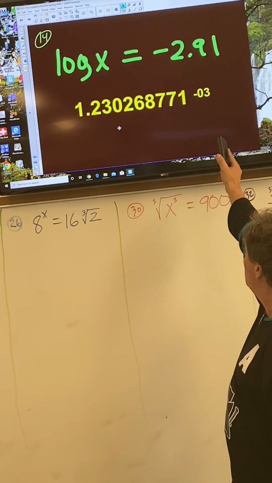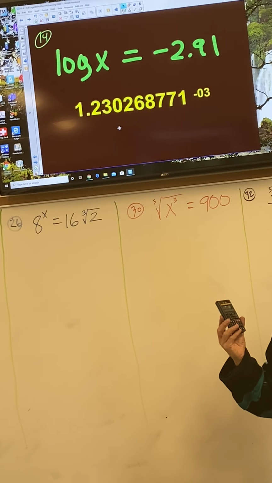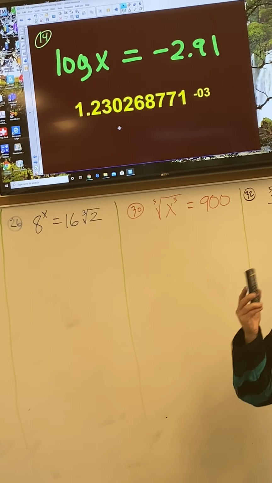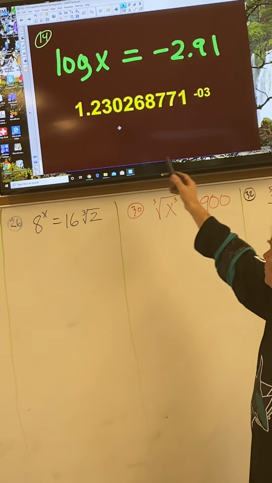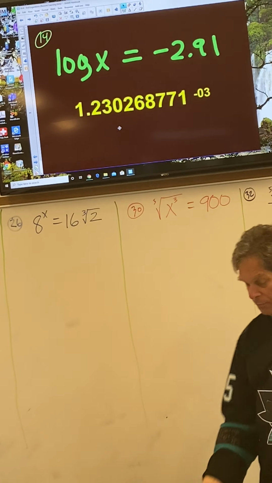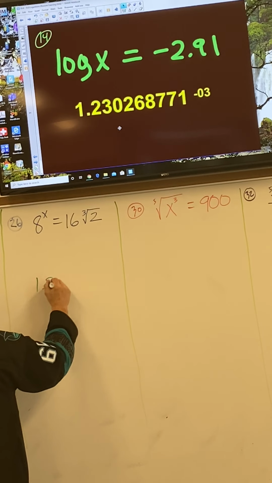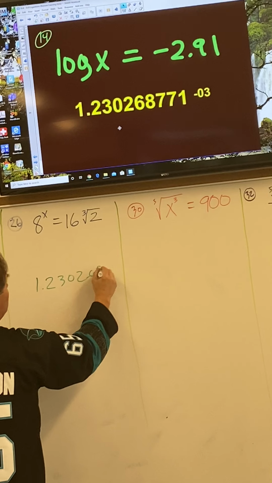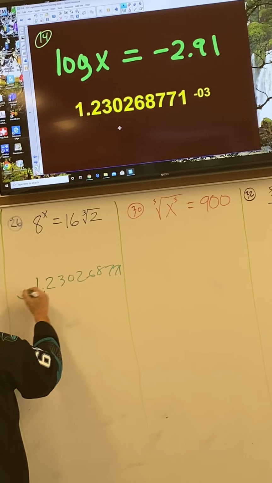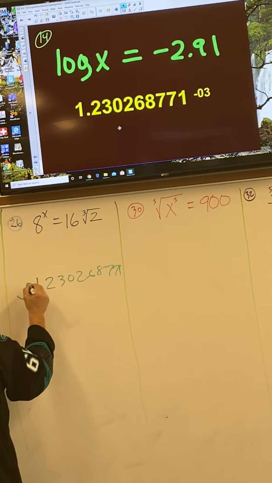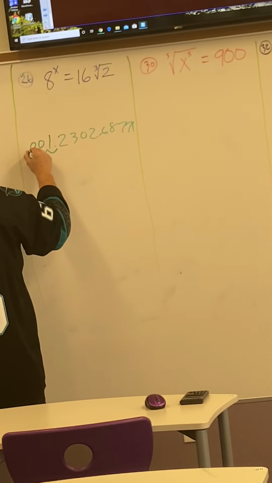1.230268771 negative 03. What does that negative 03 mean? It doesn't mean this thing to the negative third power. What it means is scientific notation: this guy times 10 to the negative 3 power. That means you put this number, 1.230268771, and you move the decimal 3 places. The negative exponent direction is this way. So 1, 2, 3, the decimal goes there.